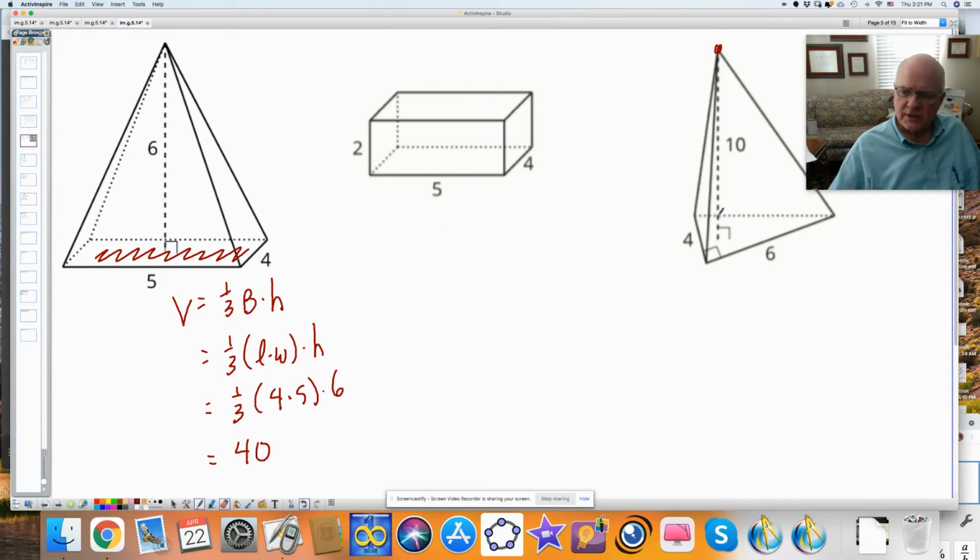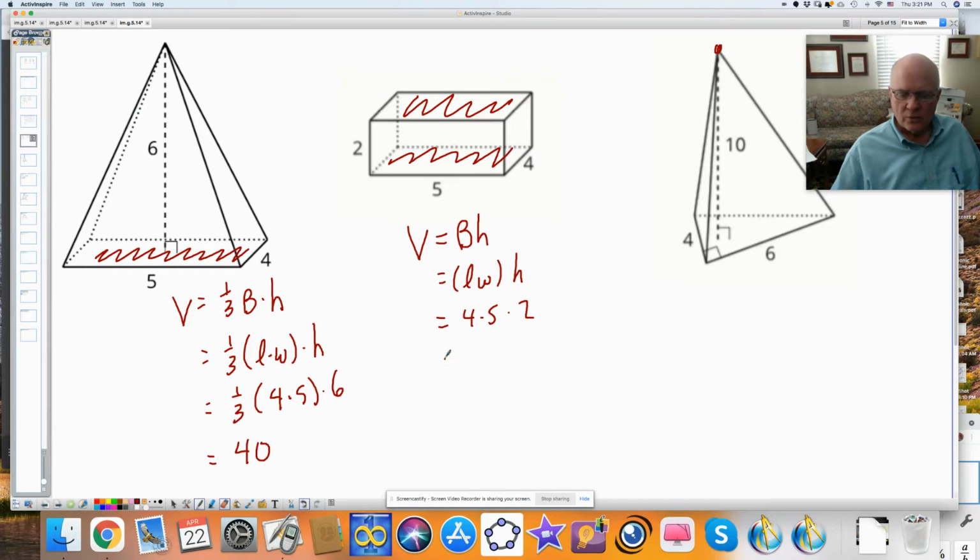Now, are these two the same or different? This is a prism. The formula for a prism is the area of the base times the height. No 1/3 in it. It doesn't go up to a point. The base is the same as the top as the bottom. So we have length times width times height, or 4 times 5 times 2. 4 times 5 is 20, times 2 is 40. Oh, these are the same.